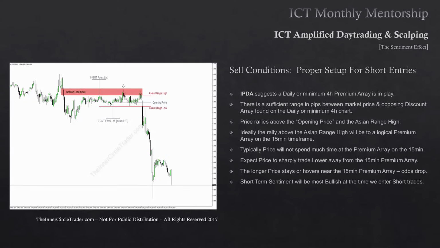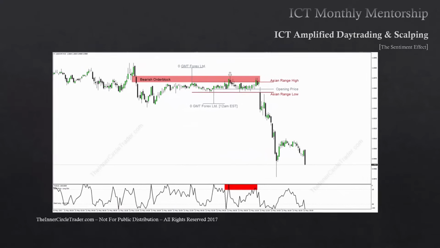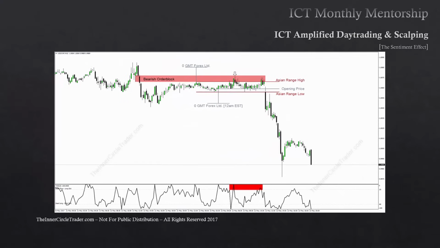Short-term sentiment will be the most bullish at the time when we enter our short trades. In this example here, using a 10-period Williams %R for sentiment purposes, we can see at the time when the bearish order block was traded up into Asian range high, we had market sentiment most bullish, and it created the two subsequent highs of the day, and price moved lower. And this pair again is the dollar Swiss.